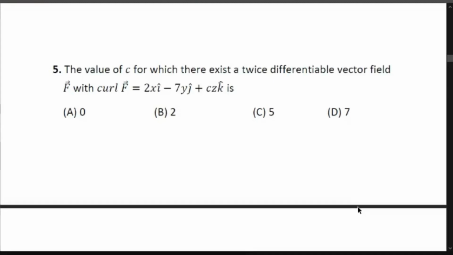Okay, the next question is: find the value of c for which there exists a twice differentiable vector field F with curl F equal to 2x i − 7y j + cz k. The constant c, for which there exists a twice differentiable vector field F with curl F equal to 2x i − 7y j + cz k. Yes. Option C, sir. 5. Option C. Okay, let us see.